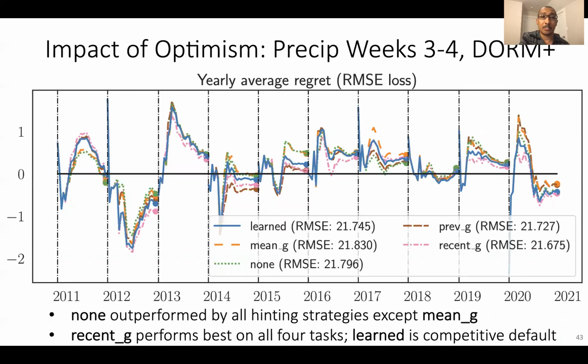Great, so if we go back to our impact of optimism plot, we see that recent G is definitely the dominant strategy, but year after year, there's also a learned line on that plot in blue, and our learning to hint strategy provides a competitive default that is typically maybe a bit worse than recent G, but often much better than the worst options that are out there.